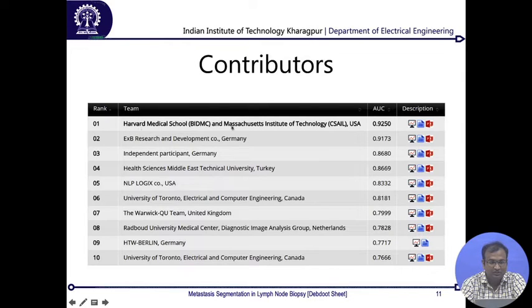So the winning team was actually from Harvard Med School and MIT together, a joint team, which had an AUC of segmentation. So AUC is your area under the ROC curve, if you remember from the first week's lecture on evaluation criteria. So this was all evaluated based on AUC scores, and based on the best AUC score they were ranked one by one. The best winning team had an AUC score of about 0.925, and that's not a small number because you are nearing 1.